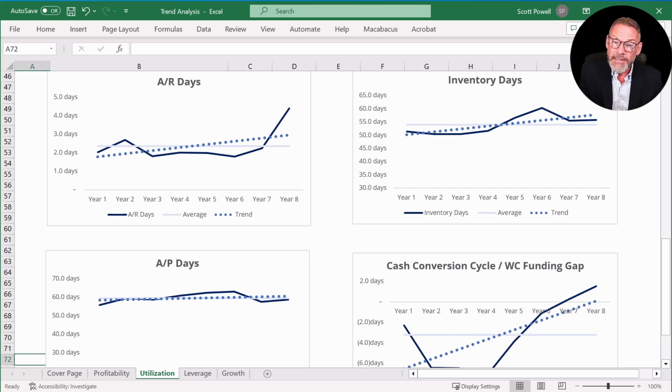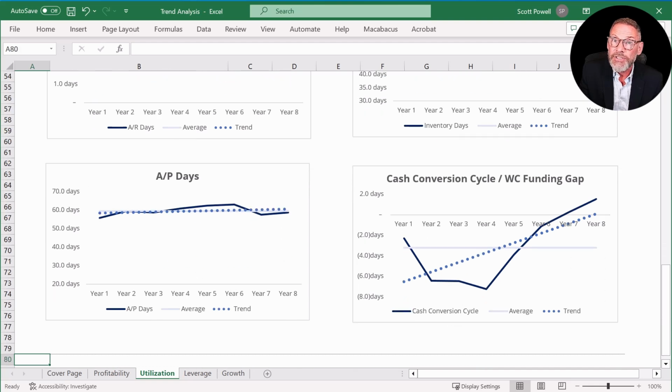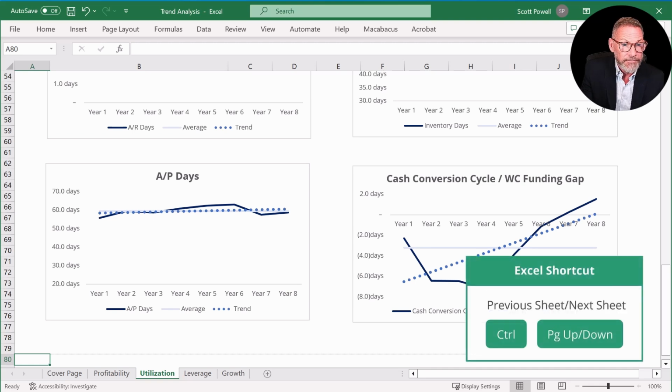However, when we combine them together, the cash conversion cycle or working capital funding gap does definitely show a trend. It starts with negative working capital of between 6 and 8 days and goes all the way to 0 days over this 8-year period. So we do see a trend there. Let's go to the next set of ratios.